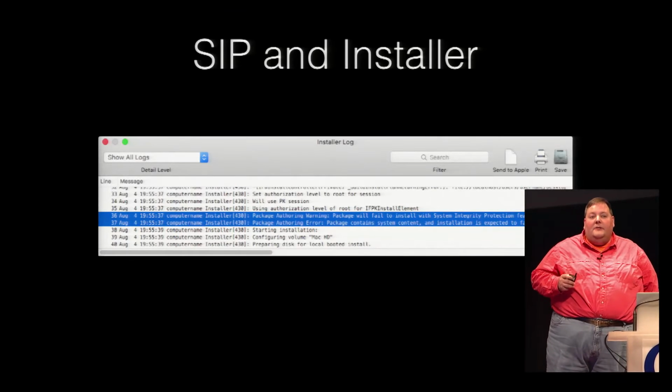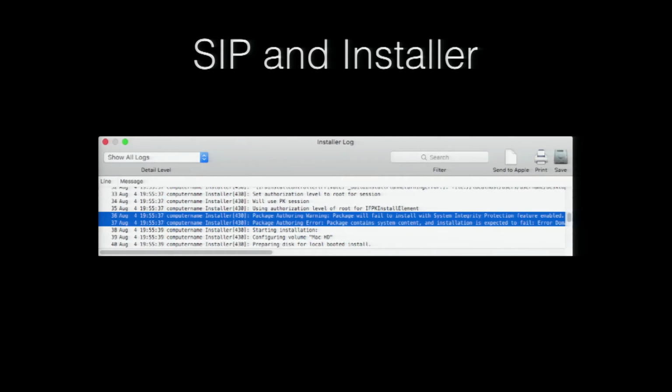All right, so when we go and take a look into the logs and see why it failed, we'll see these two messages logged. One's a warning saying that SIP's on and that the package will fail to install. And the other one is an error message saying that the package contains system content and that installer is expecting it to fail. So installer is aware of SIP, it knows what's going on, and it does try to warn you if the installer that you've got is probably going to fail because it's trying to install something into a SIP protected location. And that's that dialog box that popped up.